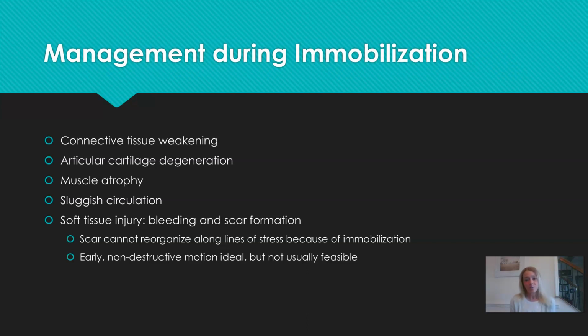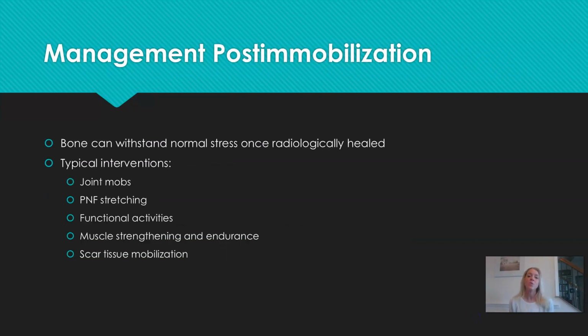Again, as much motion as we can do, especially in the surrounding areas, the better. So anything that's not immobilized by the cast, get it moving as much as possible. And then once the cast is removed, then again, there is union of those bones, and it's usually safe to start moving them. So we can do some joint mobs, PNF stretching, functional activities, scar tissue mobilization, and then begin some muscle strengthening. Typically, our sequence is try to get back some range of motion first, so try to address that, and then begin some gentle strengthening as well.